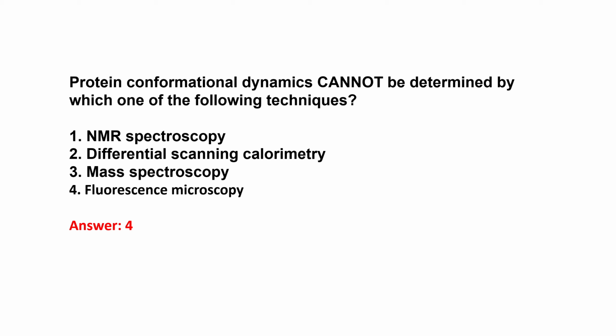Next. Protein conformational dynamics cannot be determined by which one of the following techniques? NMR spectroscopy, differential scanning calorimetry, mass spectroscopy, fluorescence microscopy. The right answer will be option 4, fluorescence microscopy. The question asks which cannot determine protein conformational dynamics. NMR spectroscopy, differential scanning calorimetry and mass spectroscopy, all these three techniques can determine it. Fluorescence microscopy is generally used in molecular biology and cell biology.